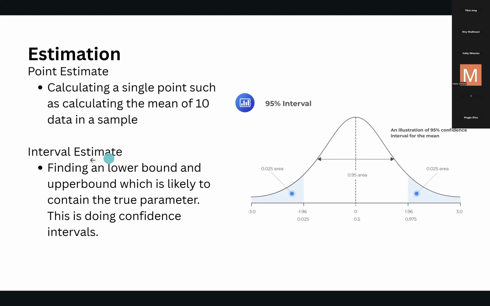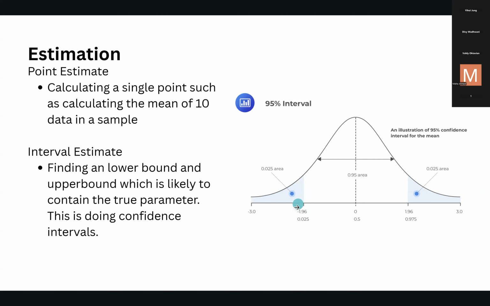While interval estimation is you find a lower bound and upper bound, which is likely to contain the true parameter. And if you're confused why we're calling it the true parameter, it's because we don't actually know the true parameter of the population because we only have a sample. So if we have a lower bound and upper bound, which we create from the sample, it can contain or describe the true parameter. So generally you're doing this by doing a confidence interval.